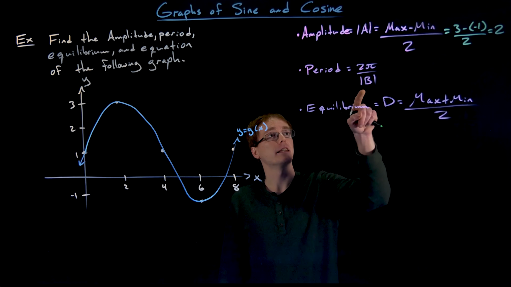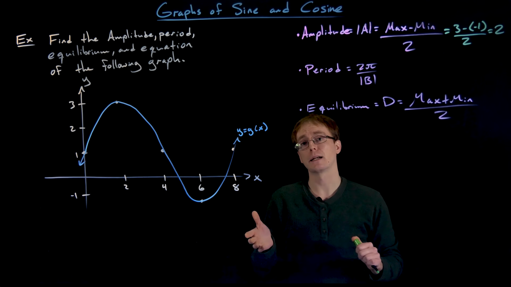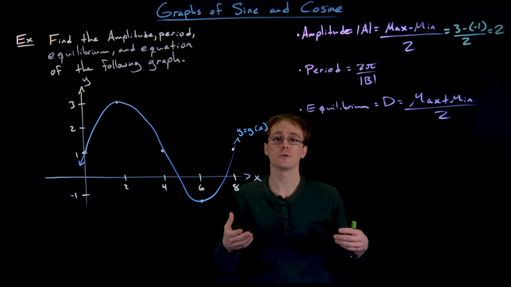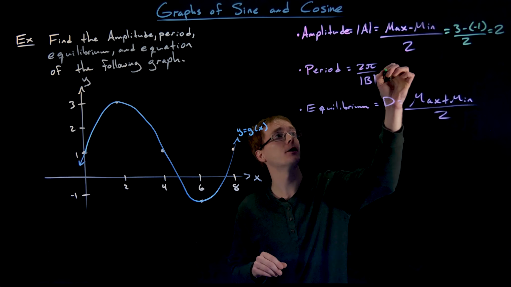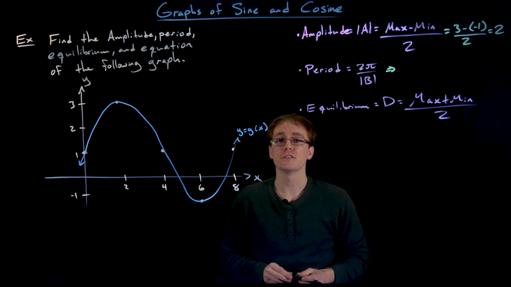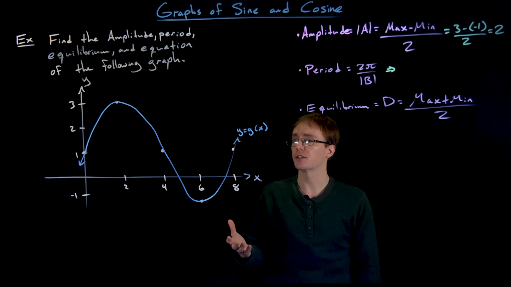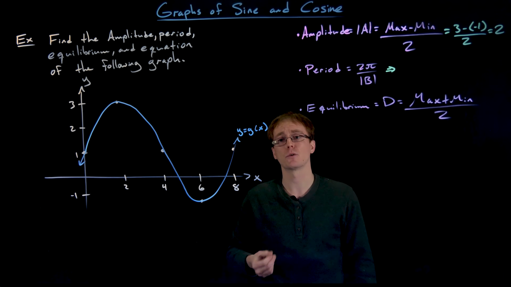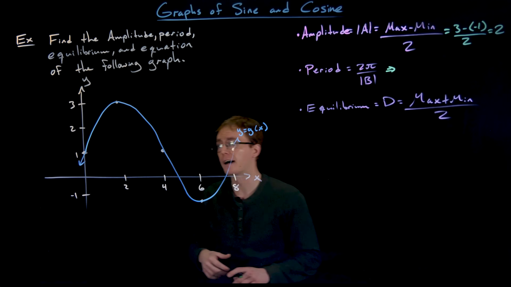All right, so up next is our period, and remember the period has that nice relationship with that parameter B, where that parameter B helps us determine the horizontal stretch or compression factor. So we have to work backwards here. In our previous examples, we knew what B was and had to use that to find our period. In this example, we're trying to find B, so we need to know what the period is in order to find B. In order to find our period, we have to visually inspect our graph.